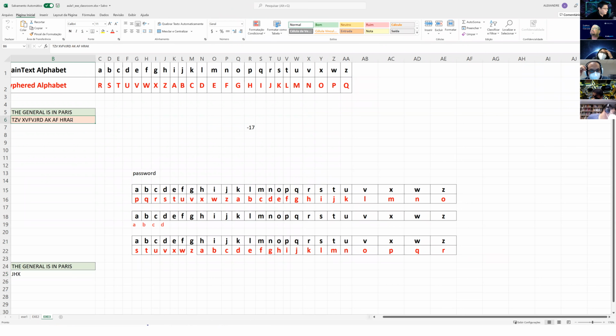It is the cipher message, okay? TZV, XV, blah, blah, blah, and replace V for E, okay? V, where's the V? Where's the V? Oh, V is here. No, it's here. V for E. Now you replace the complete word, and you need only to replace the words here.